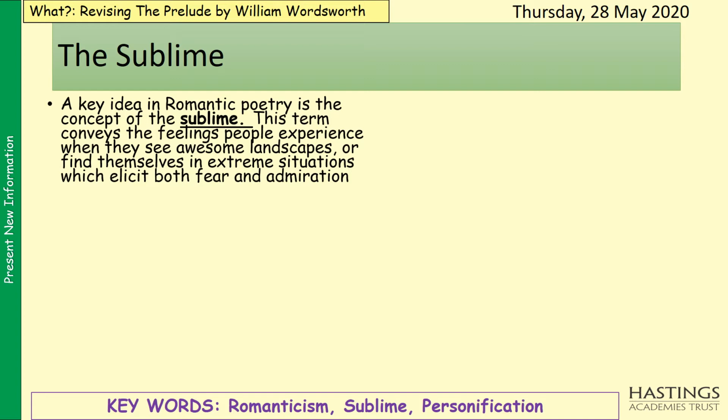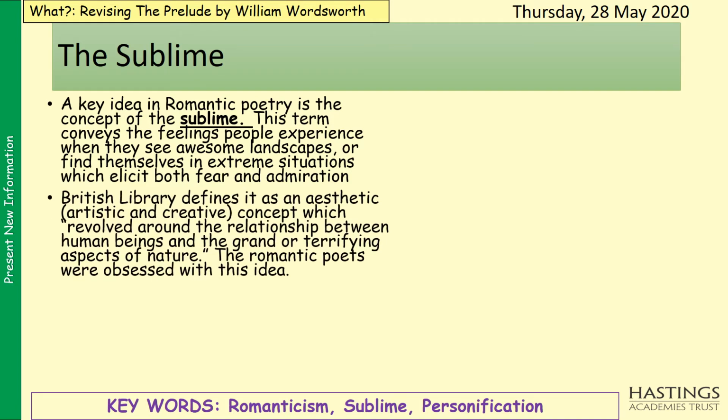It basically conveys the feelings people experience when they see awesome landscapes or find themselves in extreme situations that elicit both fear and admiration. The British Library defines it as an aesthetic concept which revolved around the relationship between human beings and the grand or terrifying aspects of nature. And like I said, the Romantic poets were really obsessed with this idea.